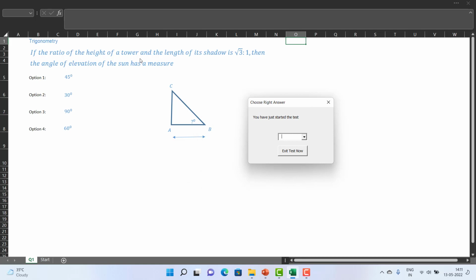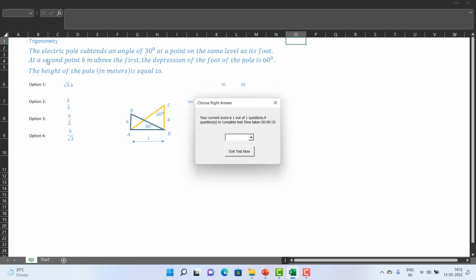If the ratio of the height of a tower and the length of its shadow is √3:1, then the angle of elevation of the sun is, let the sun be on this side, AC be the tower, then AB will be the shadow. AC to AB is √3:1. Therefore, AC by AB is √3. And tan of angle B is opposite side by adjacent side, it's √3. We know tan 60 is √3, therefore, the angle B is 60 degrees. Option 4 is the correct answer.